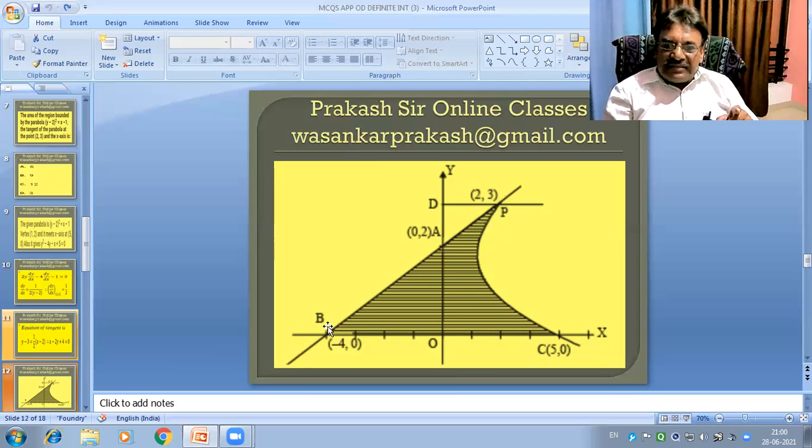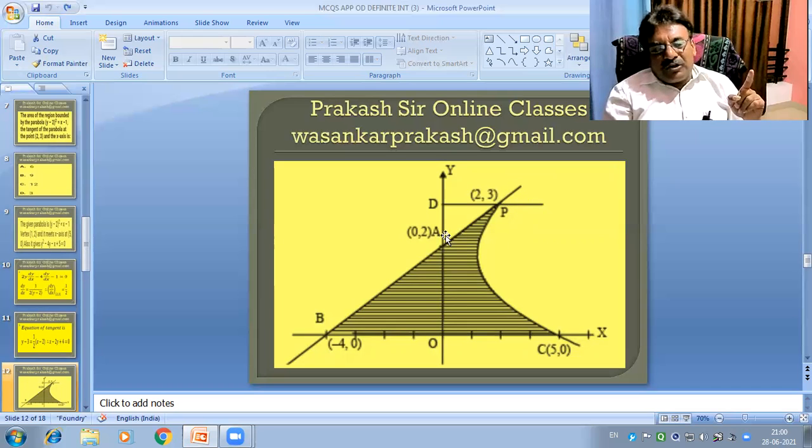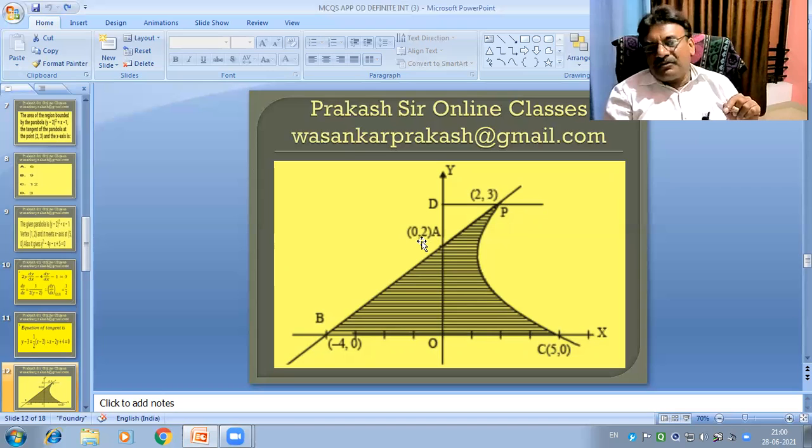The equation of this tangent is x minus 2y plus 4 equals 0. Then we find the point of intersection of the tangent and the y-axis. On the y-axis we put x equals 0 in the equation of the tangent. So minus 2y equals minus 4, therefore y equals 2. Therefore the point is (0, 2), right here.